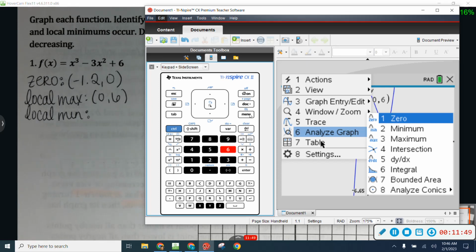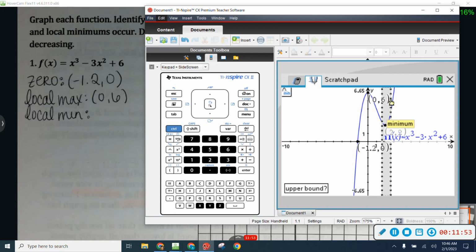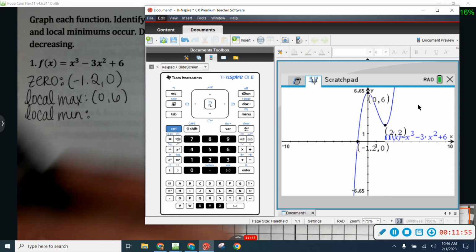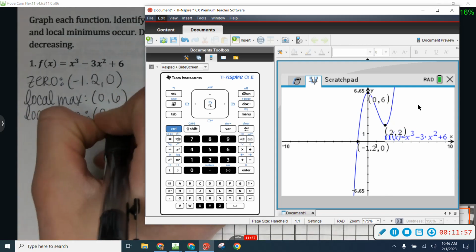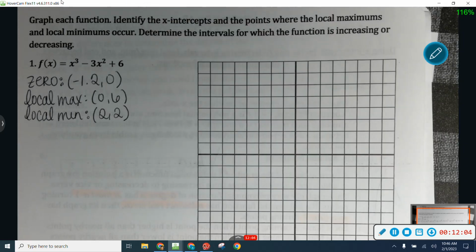And do the same thing for my minimum, menu 6, but now my option is 2. So menu 6 will give you your x-intercepts, your maximum, and your minimum. Okay? And you do all the same steps. Go to the left of it, scroll over, go to the right. So my local min would be 2, 2. Now notice I don't have numbers on this. Just assume it's going by ones.